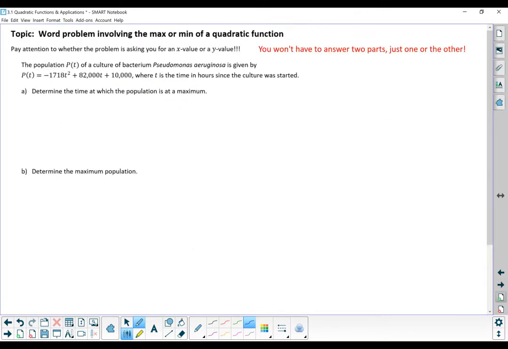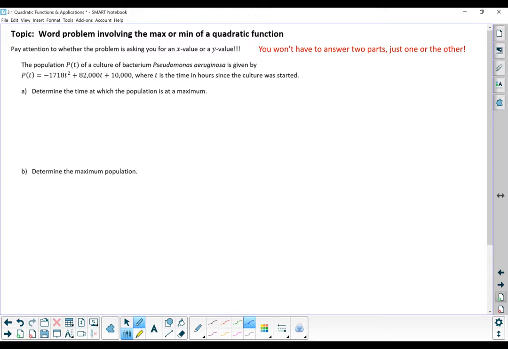Our last two topics involve finding the max or min of a quadratic function, but they're like word problems, which I know sometimes people don't love. But really, these word problems just involve finding the vertex of the quadratic function, which is what we've been doing. The first word problem topic has the equation for you, similar to this. So it tells us the population is given by this quadratic equation with some very big coefficients, where that's the population and time is hours since the culture was started. So instead of having an x, we have a t as our independent variable.